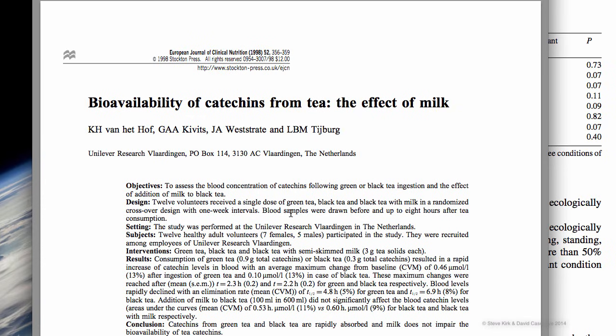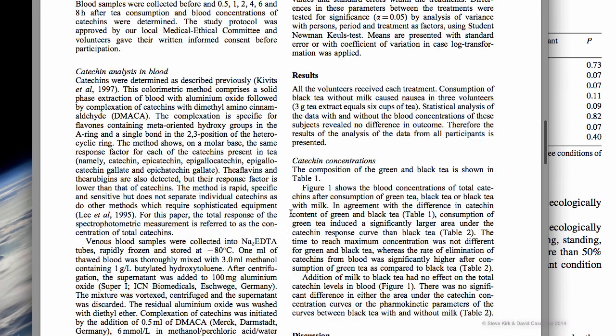This is a paper that compares green tea and black tea with milk by measuring the catechin levels in the blood of 12 people after drinking the tea. And here's the results section. In this case, the results section starts by explaining the problems they had collecting the data. 3 of the volunteers got stomach aches from drinking black tea, so they compared the results with and without those 3 subjects, and since they found no difference, they decided to keep that data in with all the results.